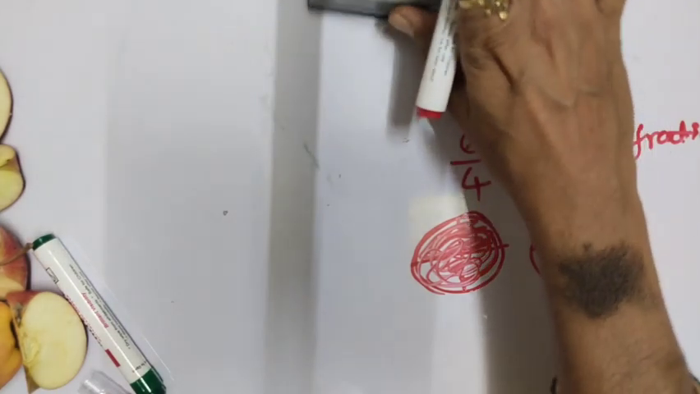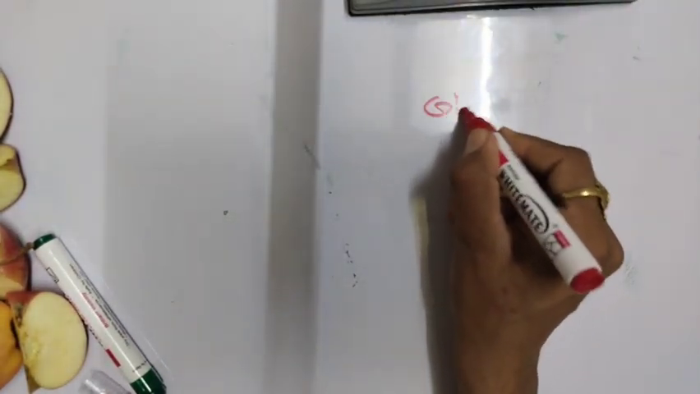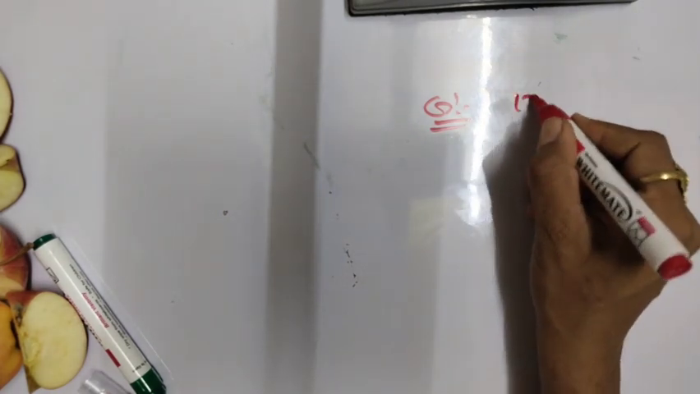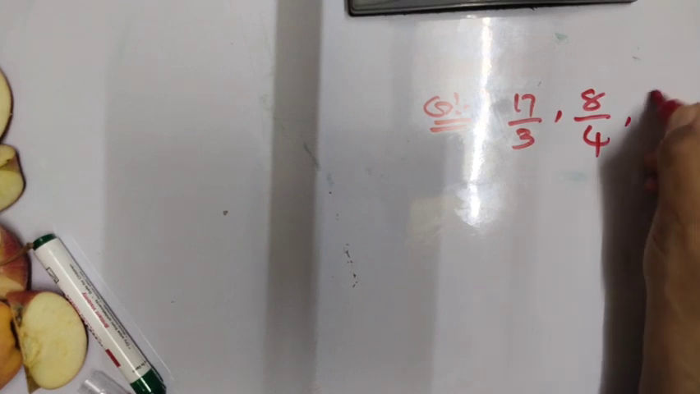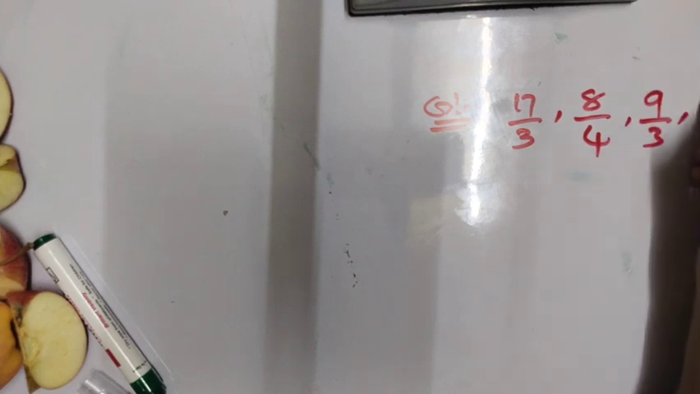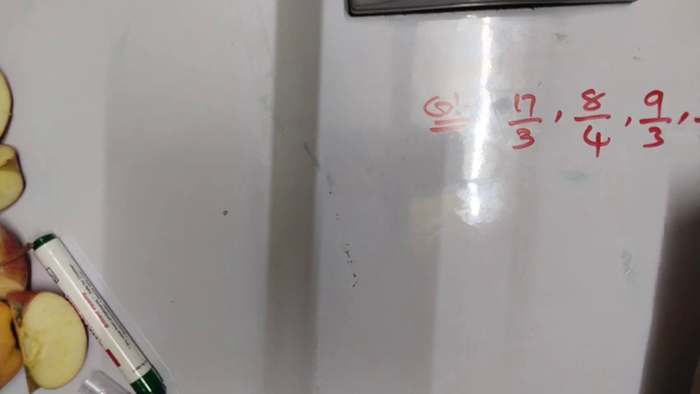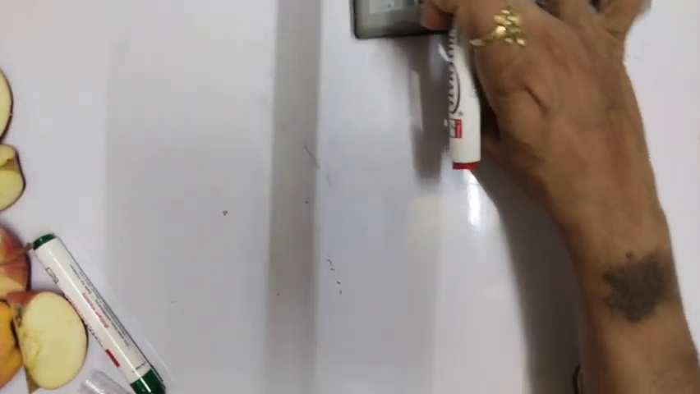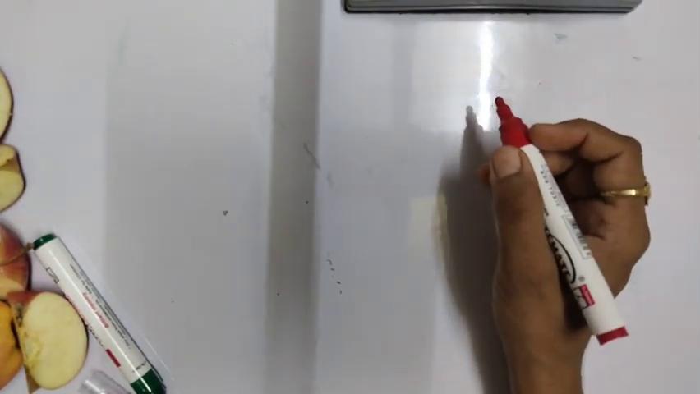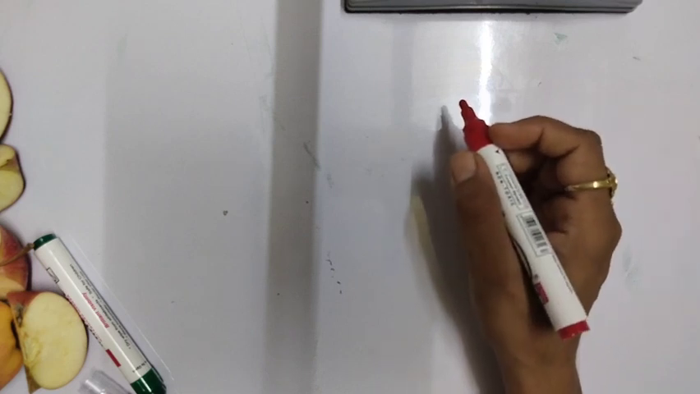I think you understand. Solve the following examples for your practice: 17 by 3, 8 by 4, 9 by 3, 4 by 2. Solve these pictorially. You need more knowledge and more practice for expressing fractions pictorially.